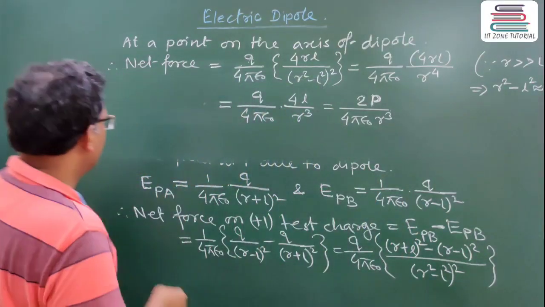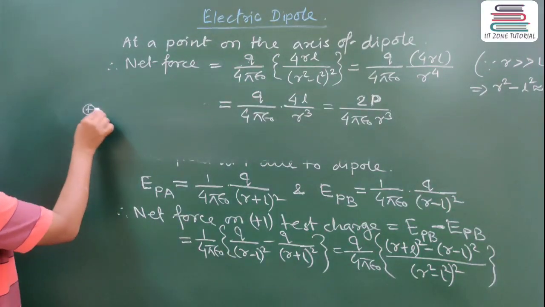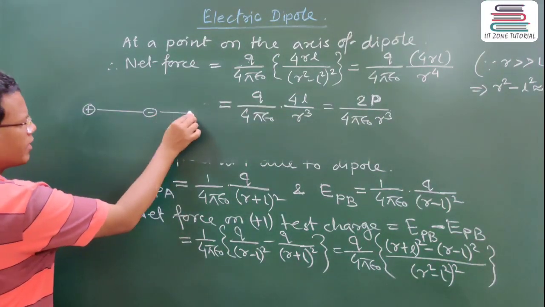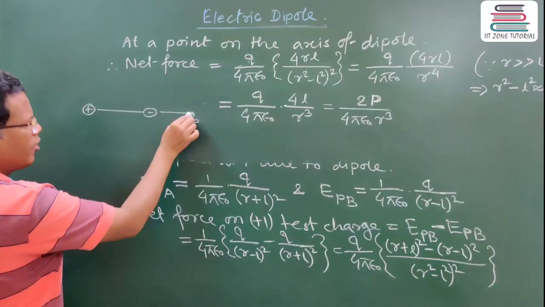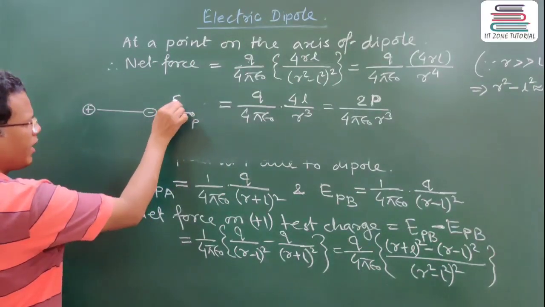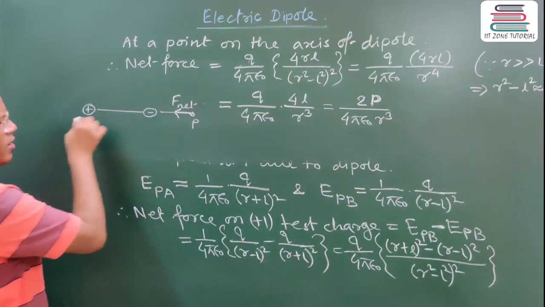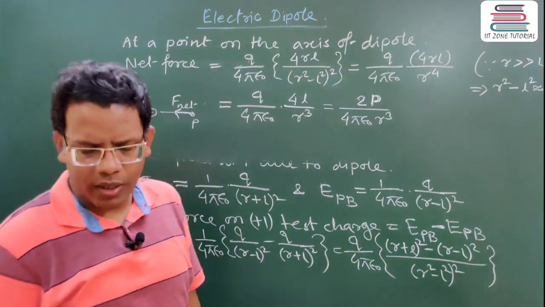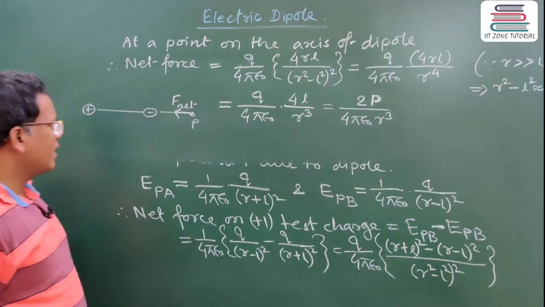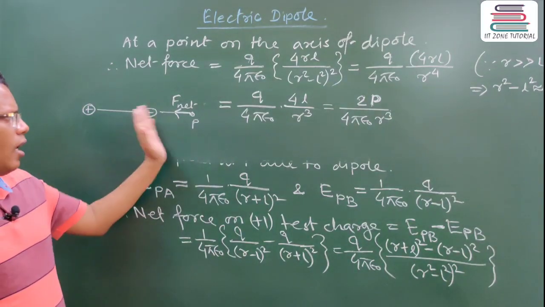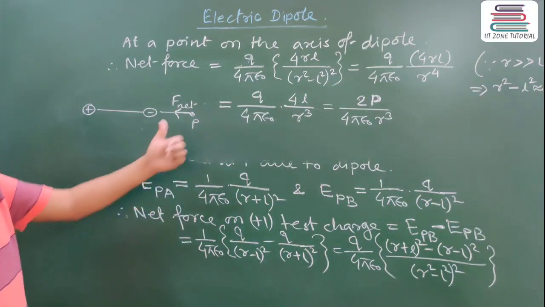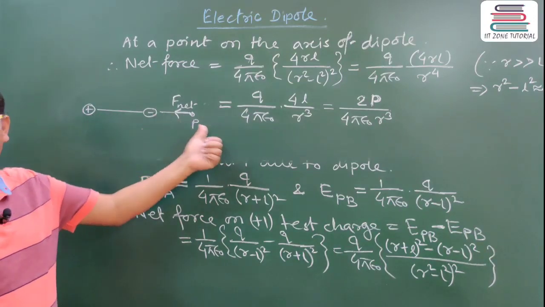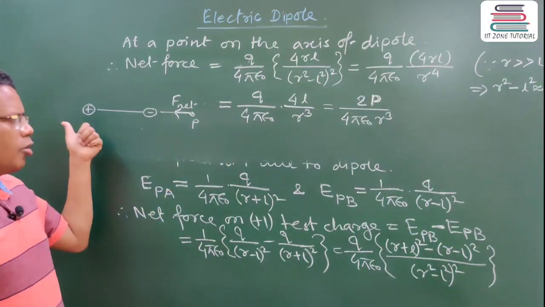Diagram wise, it was plus Q, it was minus Q, and the required point was P, where the net force F net we got in this direction. That means if the point is taken on the dipole axis and it is away from the negative charge, then the net electric field on the dipole axis will be towards the negative charge.